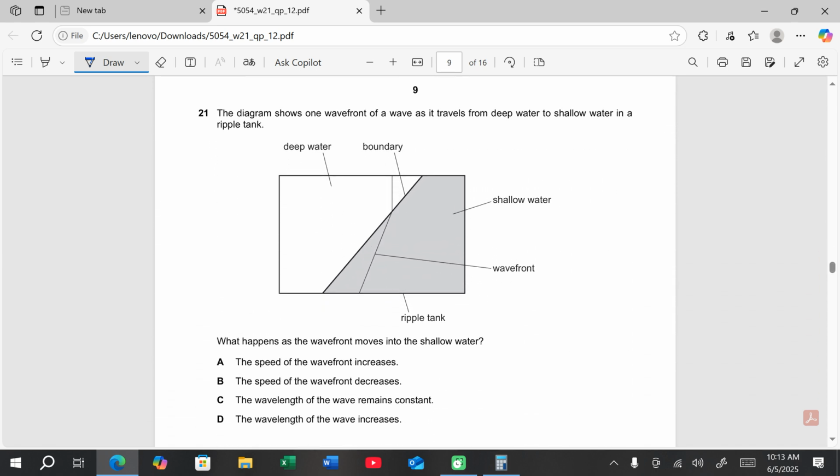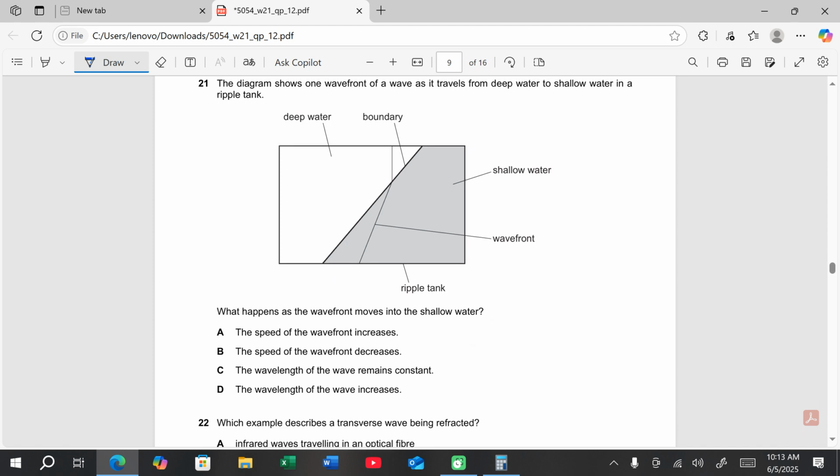The diagram shows one of the wavefronts as it travels from deeper water to shallow water in the ripple tank. What happens as the wavefront moves into the shallow water? Whenever it moves, the wavelength decreases, speed decreases, but frequency remains the same. Speed of the wavefront decreases.